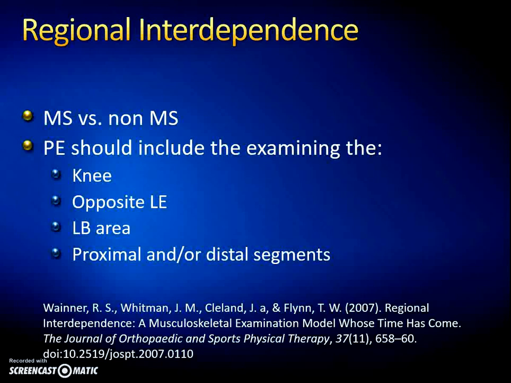The regional interdependence model focuses on impairments along the proximal and or distal segments that don't emanate from the hip. Remember to go up and down the chain, looking at lack of mobility or muscle weakness, which can in turn place a lot of stress on the patient's area of chief complaint.